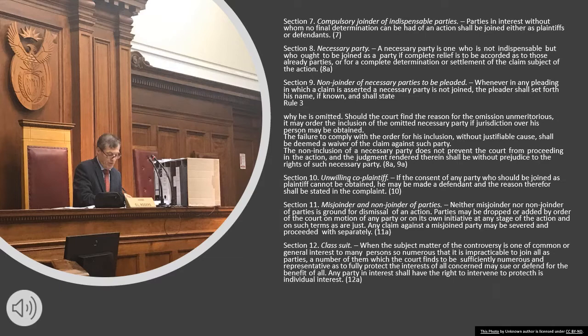Section 10. Unwilling Co-Plaintiff. If the consent of any party who should be joined as plaintiff cannot be obtained, he may be made a defendant and the reason therefore shall be stated in the complaint.